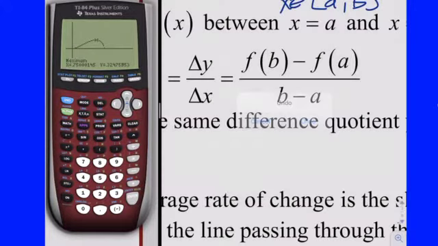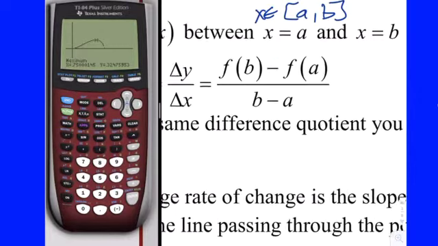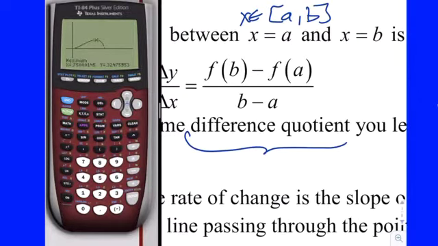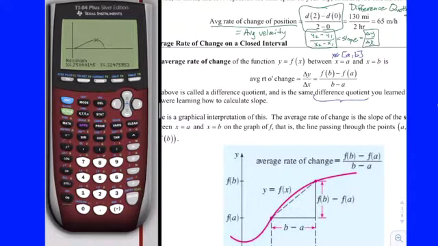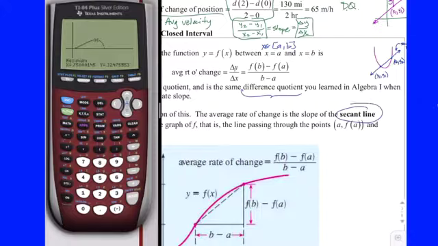f of b minus f of a over b minus a. That is your what? What do we call that? It is the average rate of change. It's the difference quotient. And it also gives you the slope of the what? Secant line. They're all the same thing.